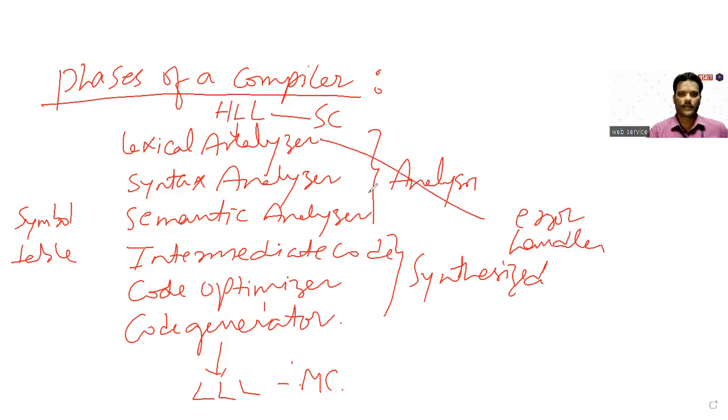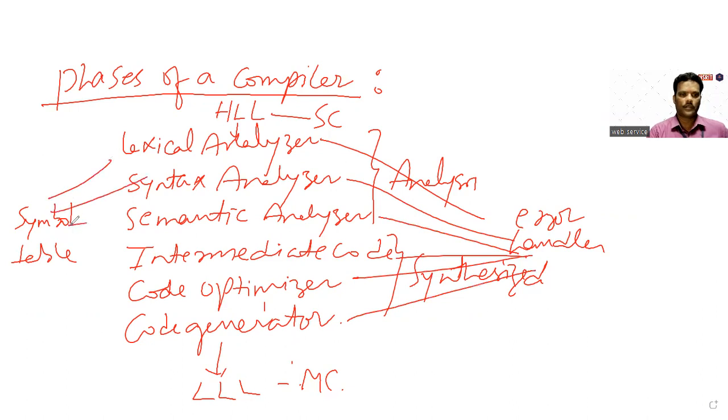So every phase represents with this error handler and the symbol table. So the phases of a compiler, it consisting of 6 phases along with symbol table and error handler. So lexical analyzer. The lexical analyzer will take the input of high level language. The high level language is converted into stream of tokens.